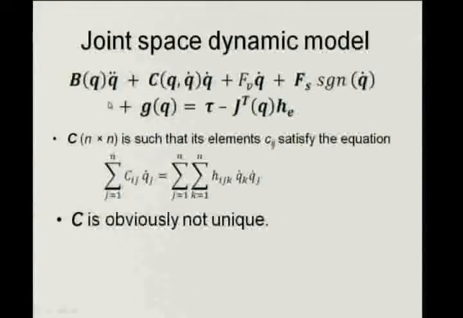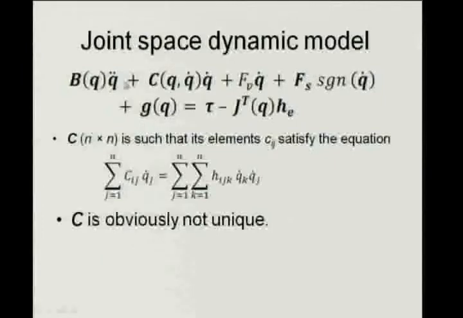So finally, this is the whole set. B(q) q double dot plus C, we will discuss C, plus Fv q dot plus Fs sign of q dot plus G(q) is equal to tau minus J transpose Q HE. So this is the whole set, nice, compact, simple, alright. If you are an electrical engineer, this is where you start from. If you are a mechanical engineer, this is kind of the finish.